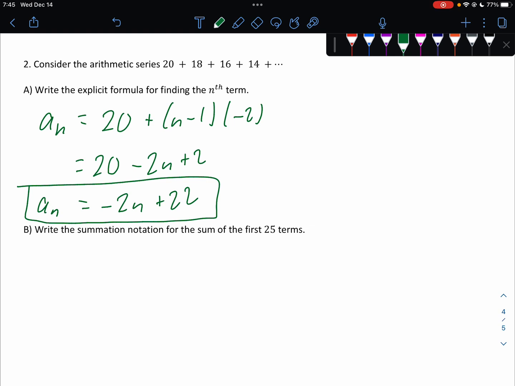Write the summation notation for the sum of the first 25 terms. That should be really easy now. We're just going to put our nth term right here, and we're going to go from 1 to 25 for the first 25 terms.